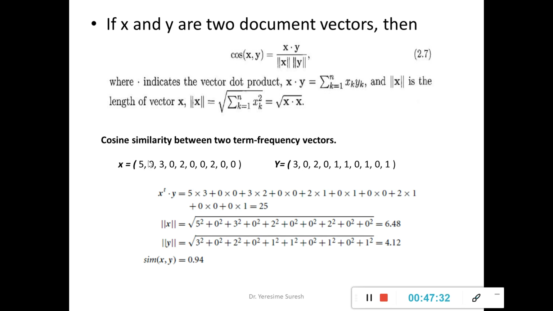Similarly, what is the frequency of the second word in the first document x? It is 0. What is the frequency of the second word in the document y, or the second document? 0. So multiply 0 and 0.